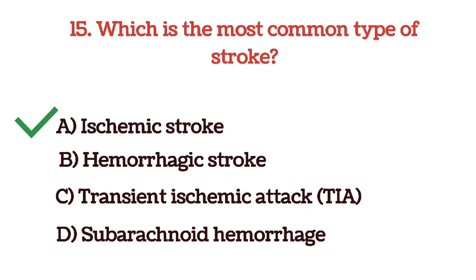In ischemic stroke, what happens? The blood supply to the brain is reduced, oxygen capacity to the brain is reduced, so it is also called ischemic stroke, and it is 87% common.